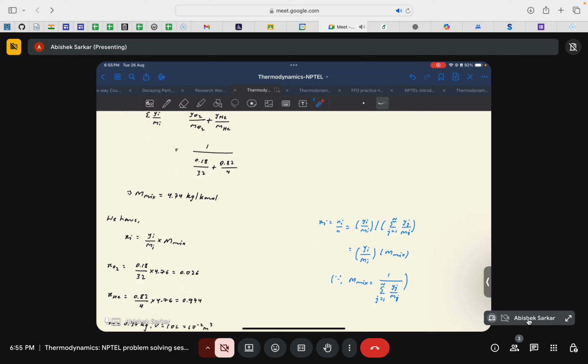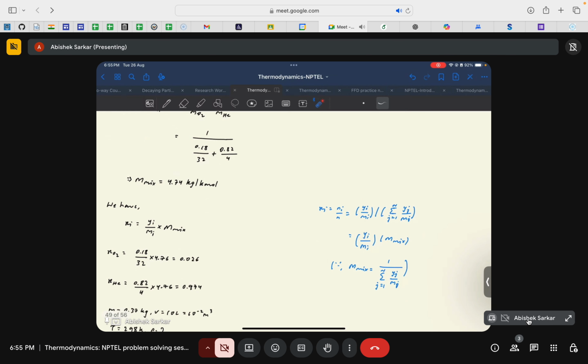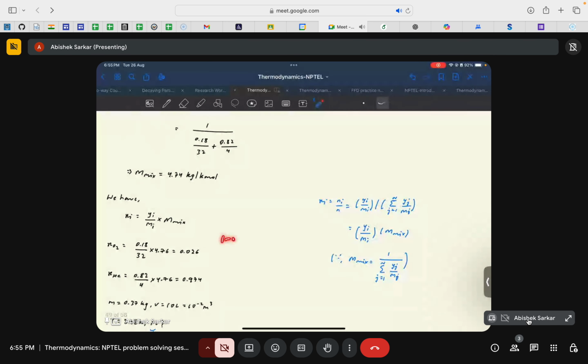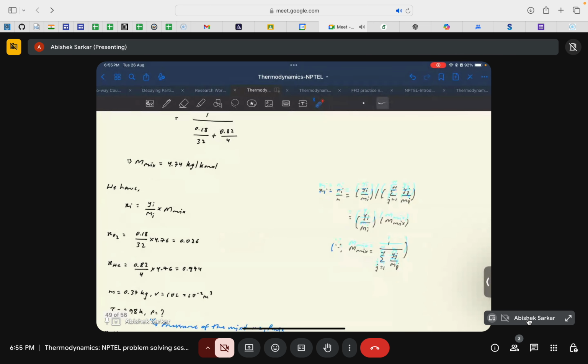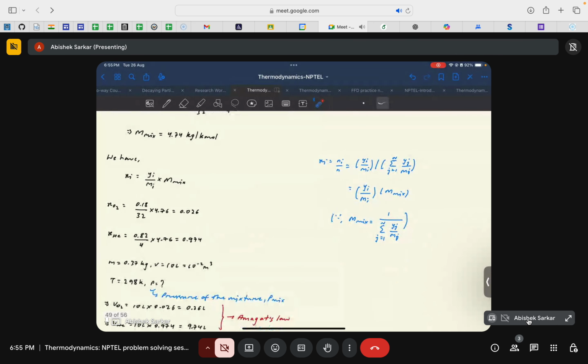I already mentioned here. So xO2 would be YO2 divided by MO2, this is 0.18 divided by 32 times 4.76. Now you see why we need the molecular weight of the mixture. From that you get xO2 to be equal to 0.026. Similarly, you can simply do 1 minus 0.026 to find xHe, but you can use this formula as well. So xHe would be 0.82 divided by 4 times 4.76 or 0.974. So now you have both xO2 and xHe.